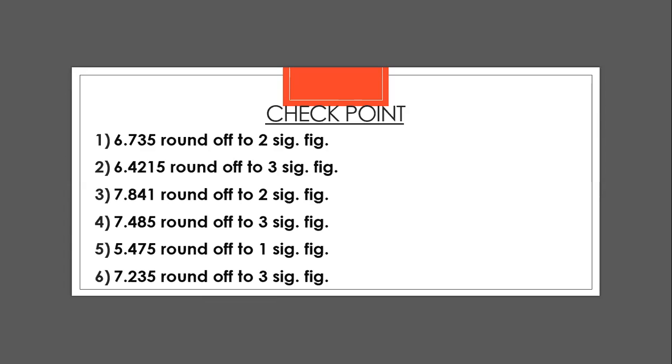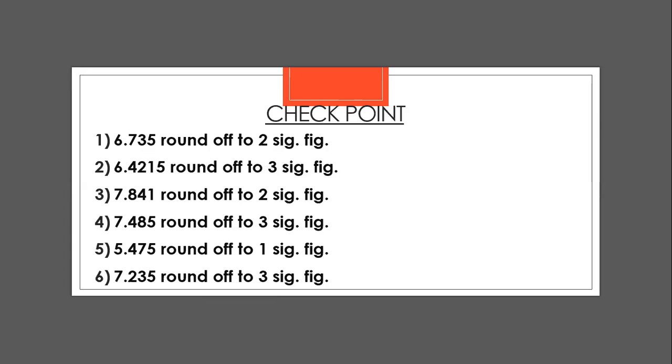So 4 is your dropping digit, and 4 is less than 5. So the previous number remains unchanged. So your final answer is going to be 7.8. It will have 2 significant figures, 7 and 8.